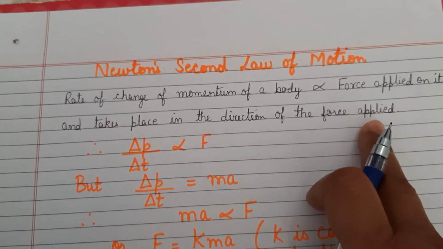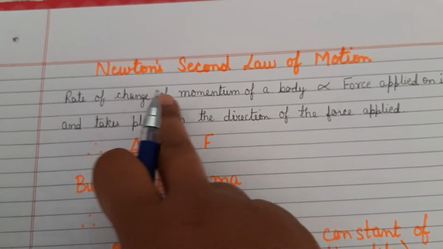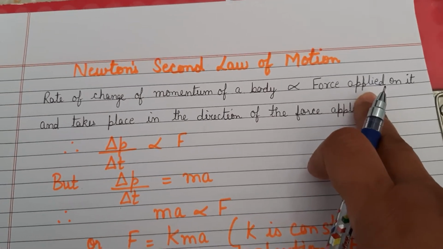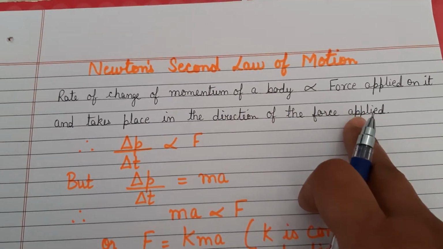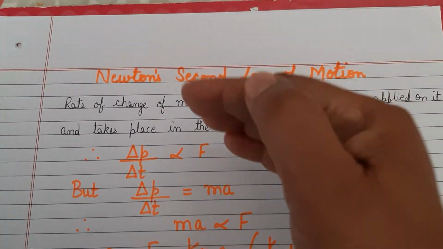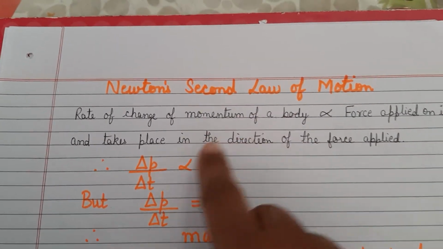I repeat, the statement of Newton's second law of motion is: rate of change of momentum of a body is directly proportional to the force applied on the body, and it takes place in the direction of the force applied. Okay, so this is Newton's second law of motion. Now let me convert the statement into a formula.